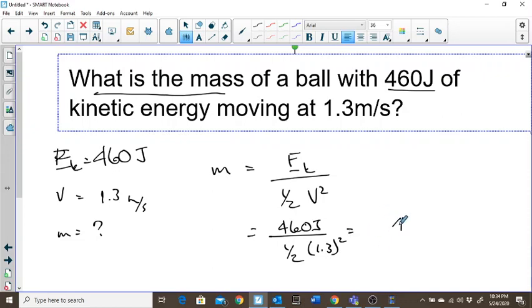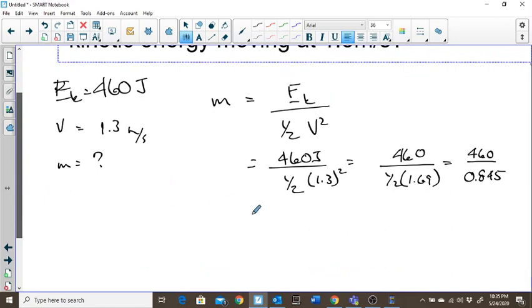So I'm going to get 460 joules on top. I'm going to get my 1/2. 1.3 squared is 1.69 times 0.5, 1/2. So I'm going to get 460 joules divided by 0.845. You should really follow along and make sure I'm doing this right. So our math: I'm going to go 460 divided by my 0.845.